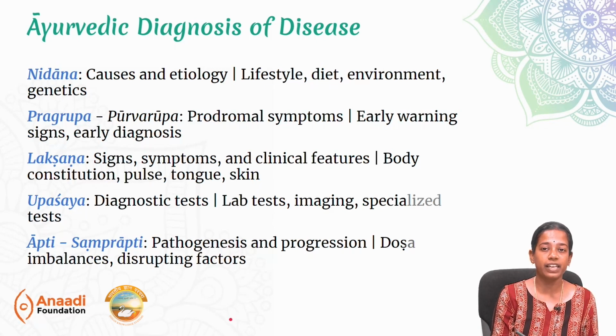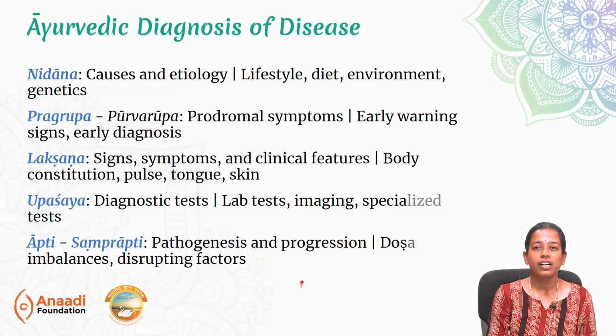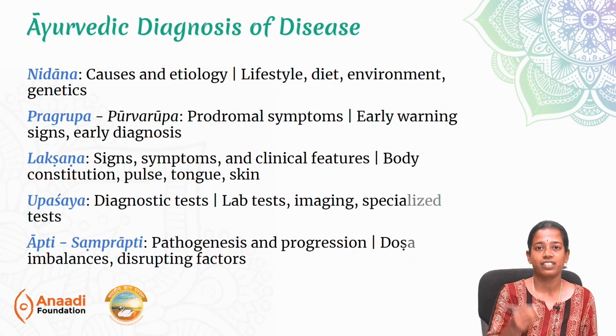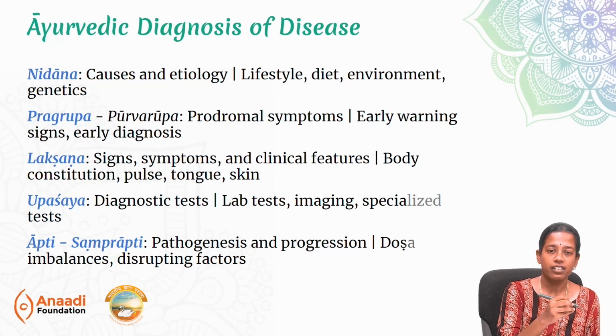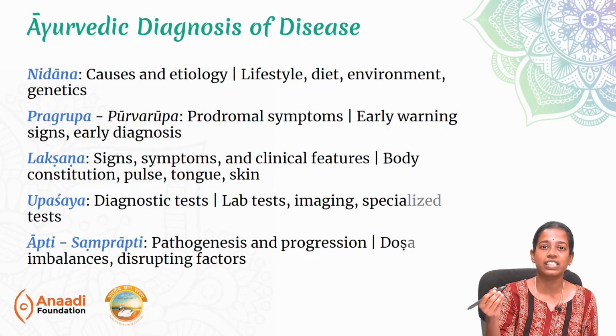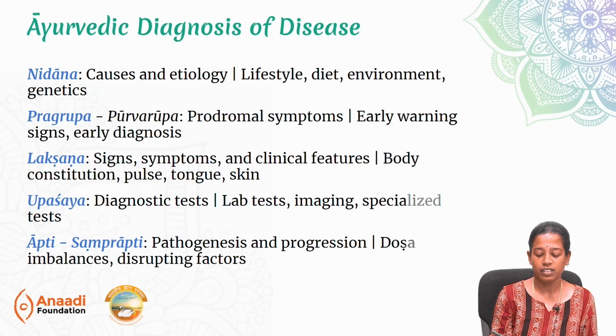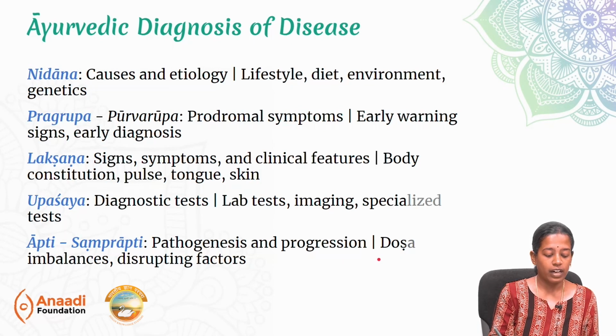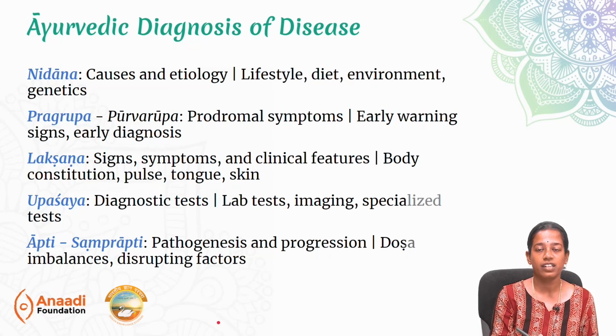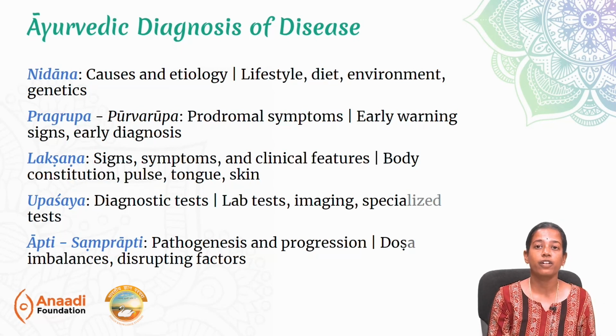Fifth is Apti and Samprapti, which generally is called in English as pathogenesis and progression. The Vaidya tries to understand what has been the growth curve of the disease. How did it start? How did it progress? At what stage is it in? That's called as pathogenesis. So it will involve understanding the dosha imbalances that has been caused, what were all the disrupting factors, when there was too much imbalance, how did the disease spread, all of this is included in Apti and Samprapti.